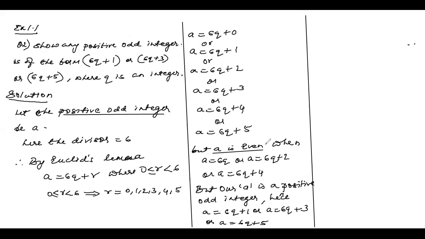ये कंसेप्ट थ्रू आउट हमको यूज करना है, इसके लिए मैं यही आइडिया दिखा रहा हूं. नहीं तो मैं आपको हर एक इंटीजर ऑड इंटीजर लेके दिखा सकता हूं सेपरेटली. Got it? So what happens? Let the positive odd integer be a.